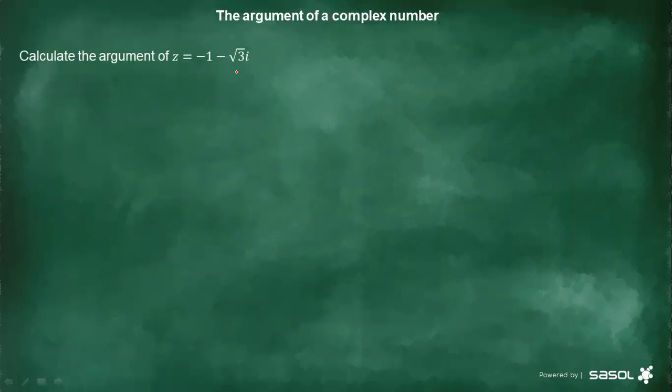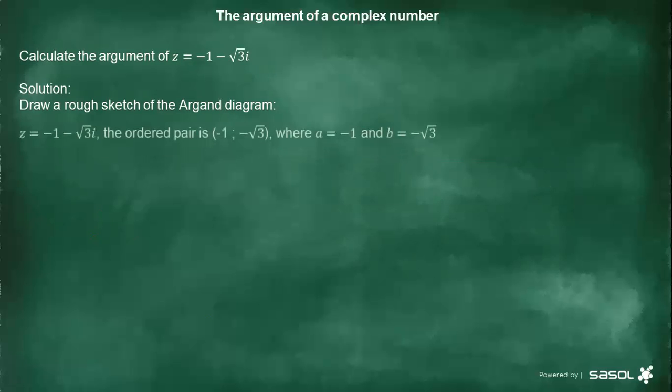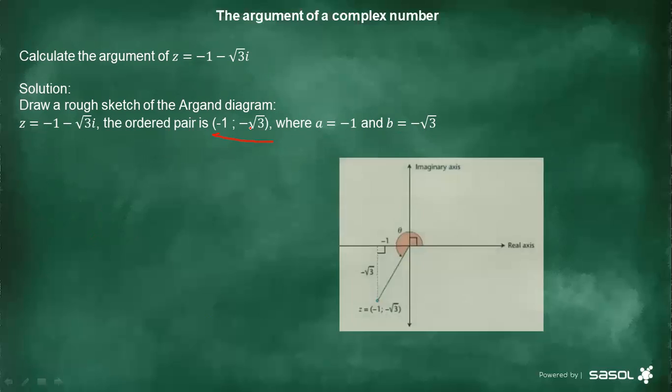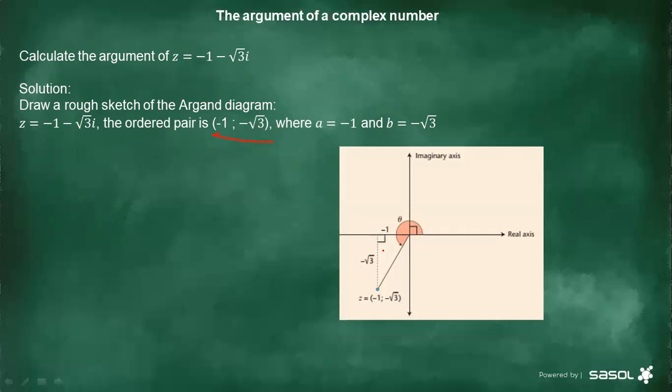All right. And then let's go and try to calculate another argument. We have -1 and -3i. First, draw the rough sketch of the Argand diagram. It's very important. And then now we have a point which is (-1, -3). And then we can see that point is in the third quadrant. In the third quadrant we have 180 plus. If you remember from the reduction, it's 180 plus.